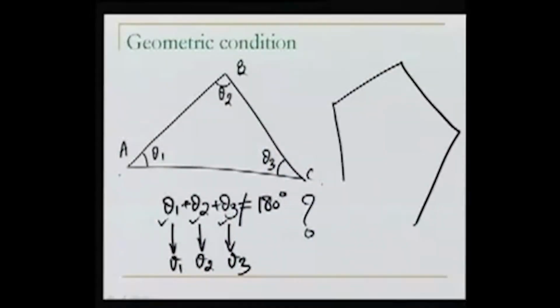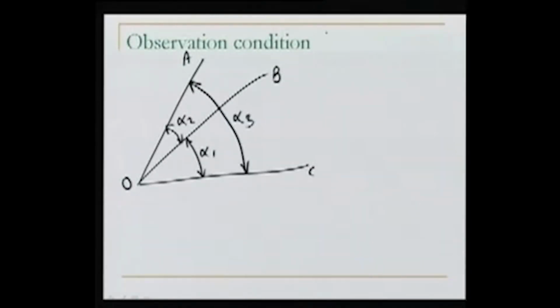There may be many more geometric conditions depending on what kind of figure we are talking about. If we have a polygon, we can also define a geometric condition for the polygon. Similarly, many more. These conditions are formed because of the angles, and sometimes because of the lines also. Well, the next condition is the observation condition.